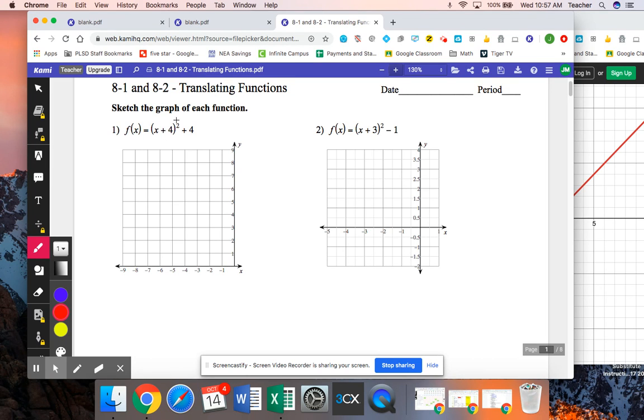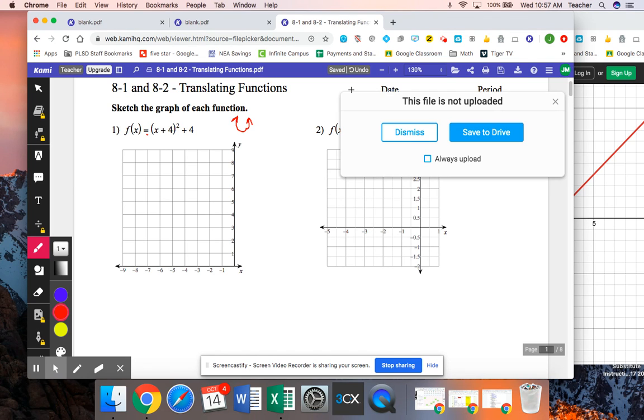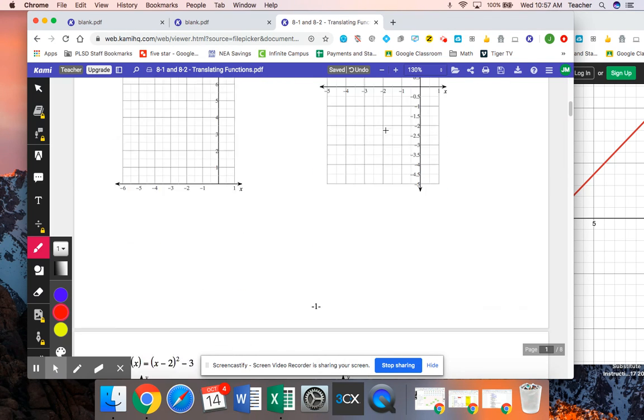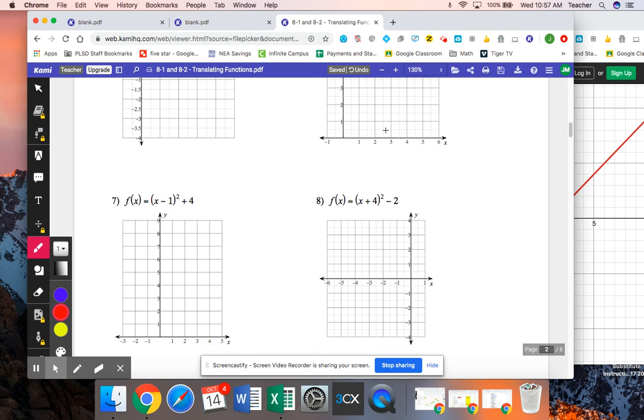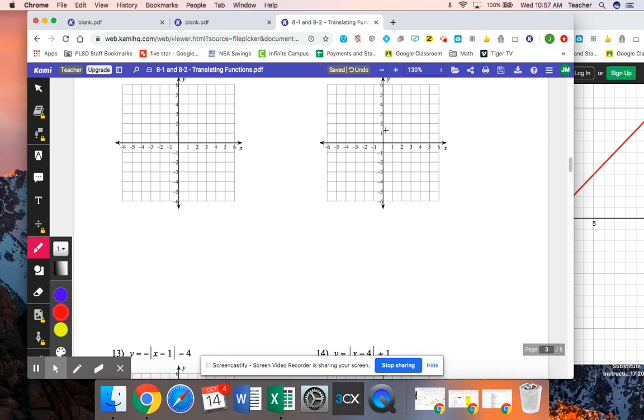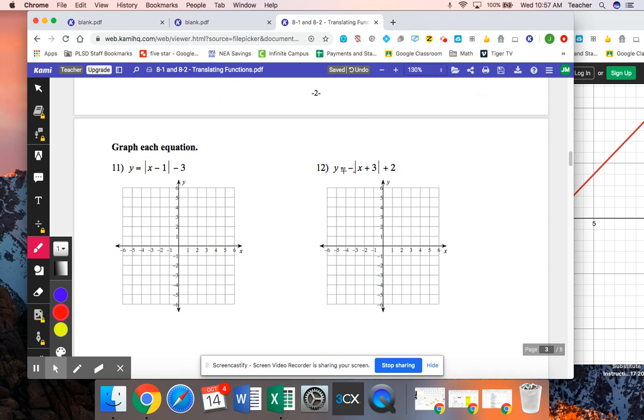Since this is a quadratic, you're going to have a U shape, right? And since this number out front is positive, it's going to be upwards. I wonder if I have any that are negative on here. None of these show that they are negative, but if it were negative, it would go downwards. At least we have a negative right here on number 12. It's an absolute value, so it's going to be a V shape, except because of the negative here, it's going to be an upside down V eventually.